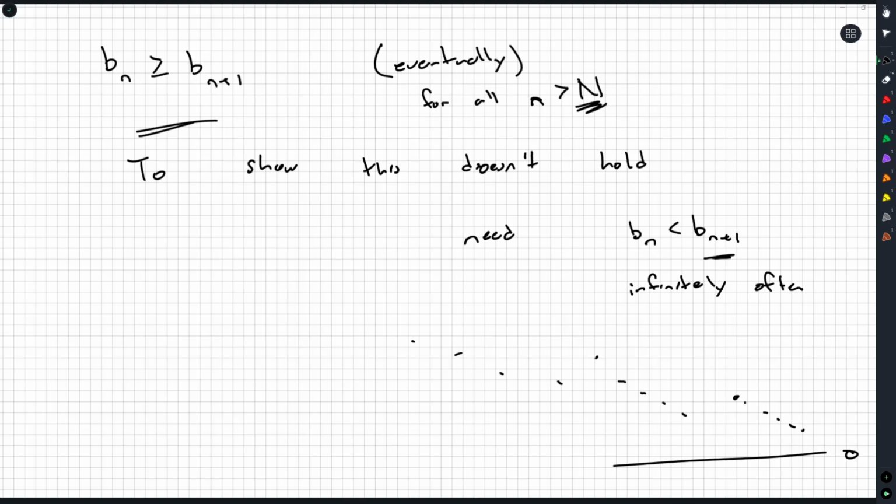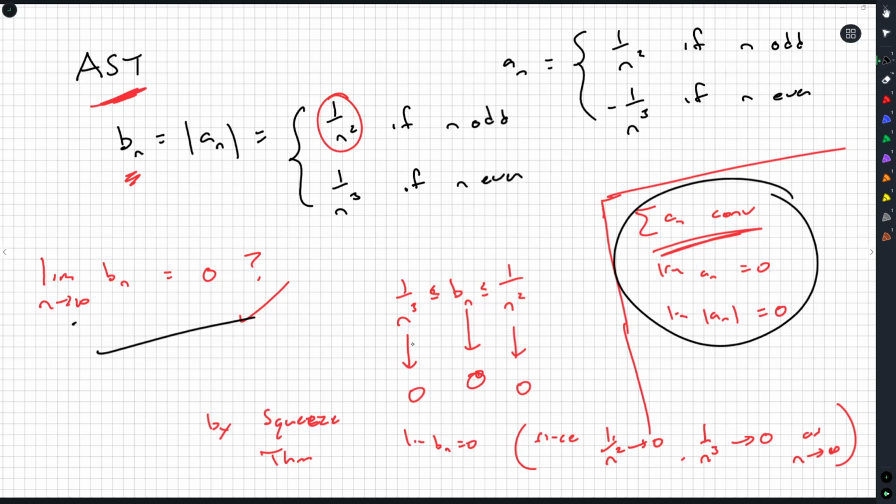Well, the fact that the sequence switches from 1 over n squared to 1 over n cubed is the key, because as I was saying earlier, the 1 over n cubed terms are way less than the 1 over n squared terms after a certain point. Well, actually, pretty quickly, I think. Okay? And so you're big, and then the next term will be really small, but then you jump back up to something that's big, when n is odd. And so I think that's the key.